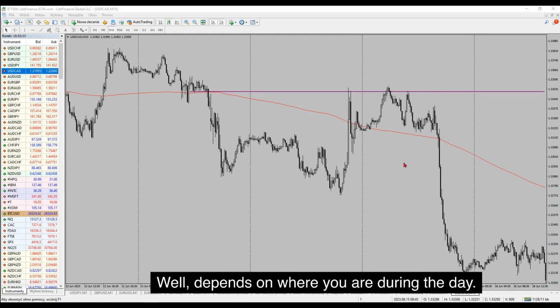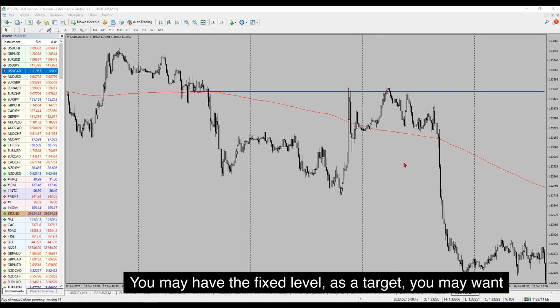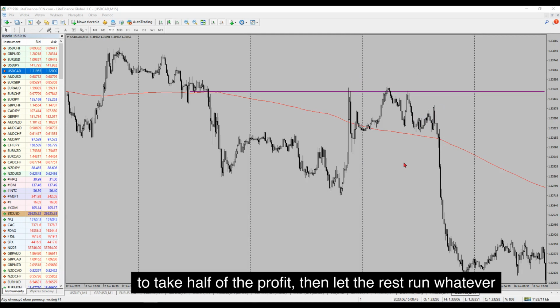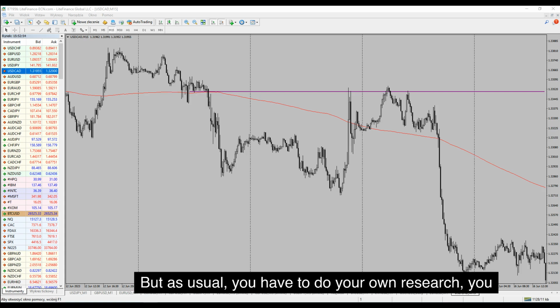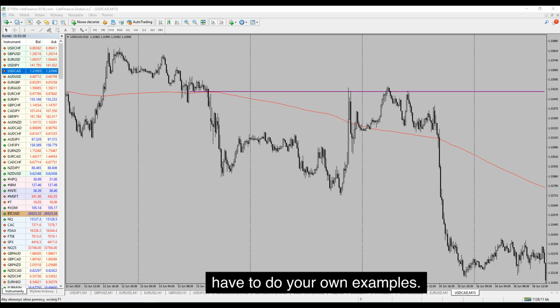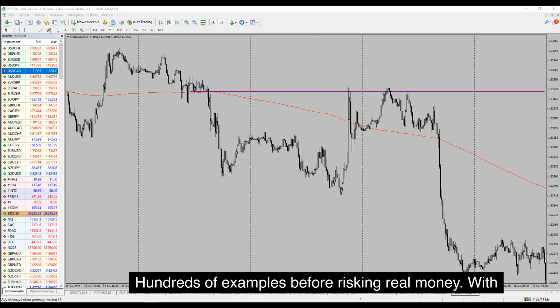Well, it depends on where you are during the day. You may have a fixed level as a target. You may want to take half of the profit, then let the rest run. Whatever you want to do, it's going to be good. But as usual, you have to do your own research. You have to do your own examples, hundreds of examples before risking real money.